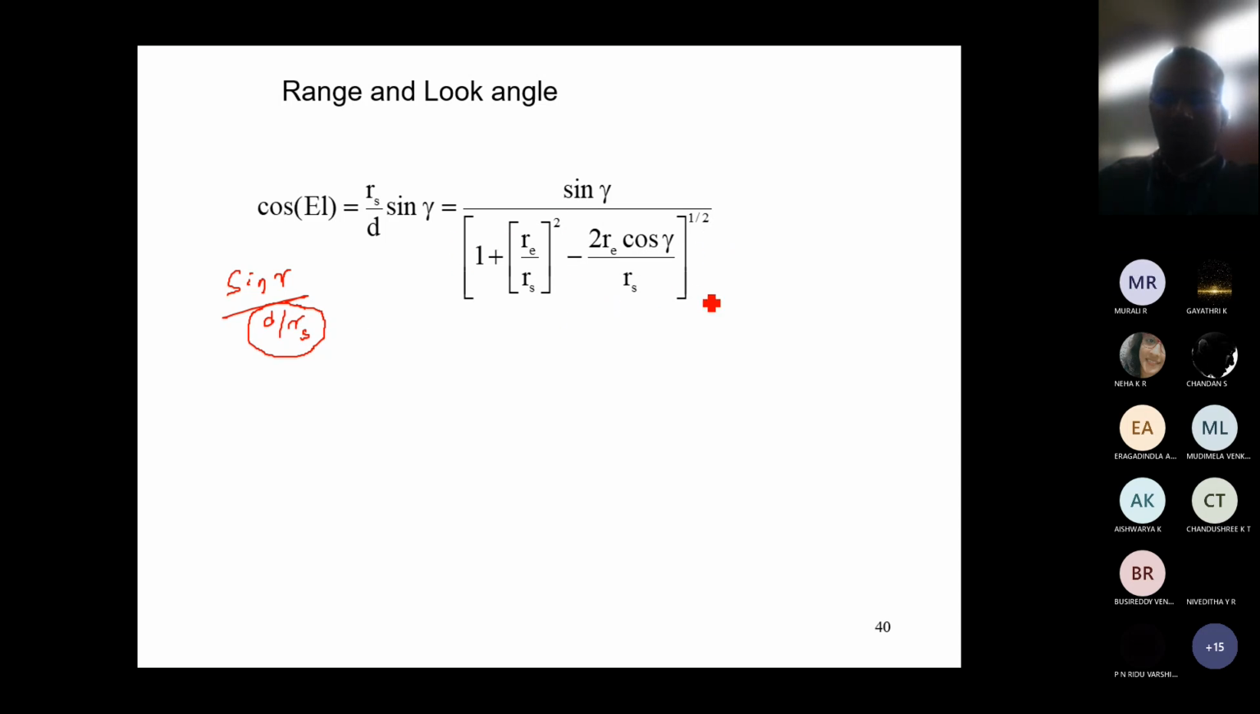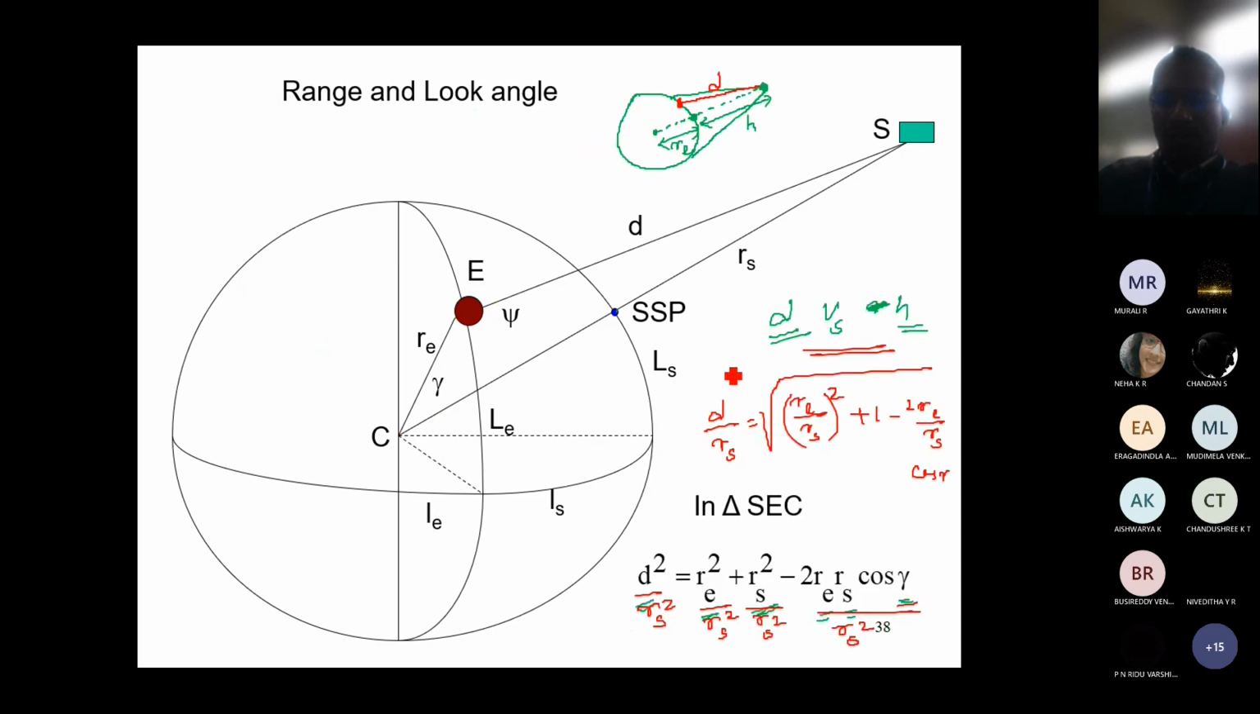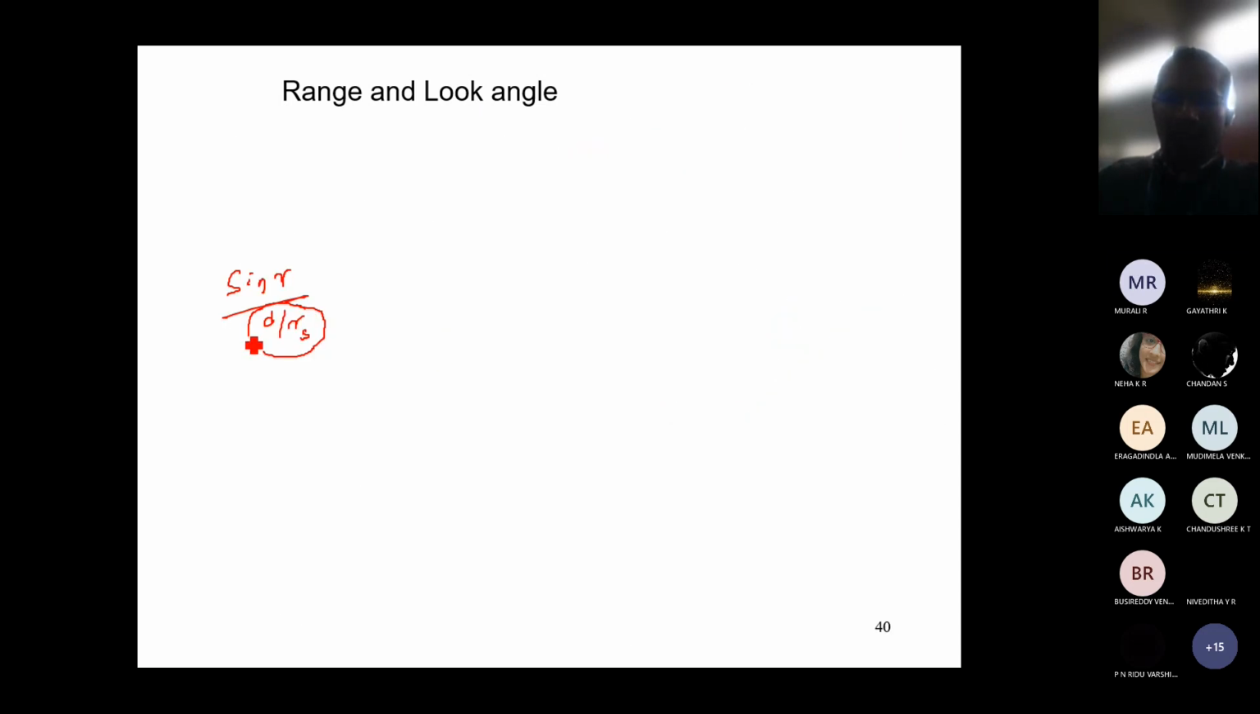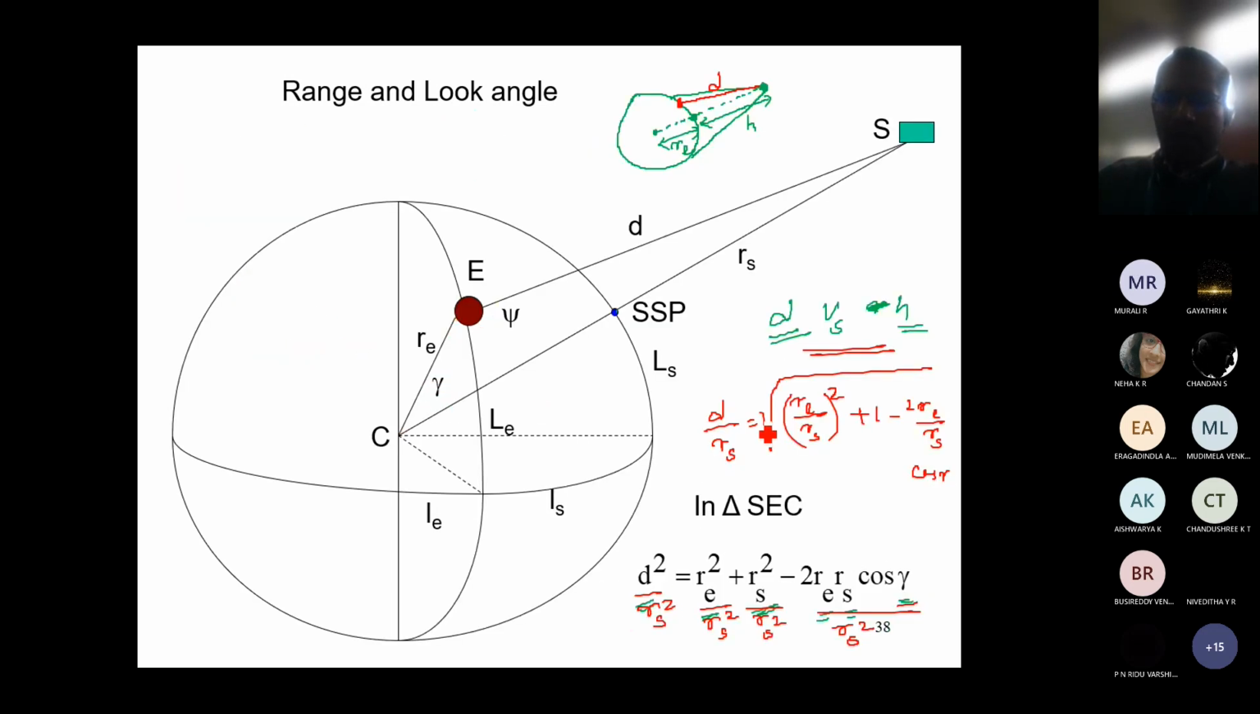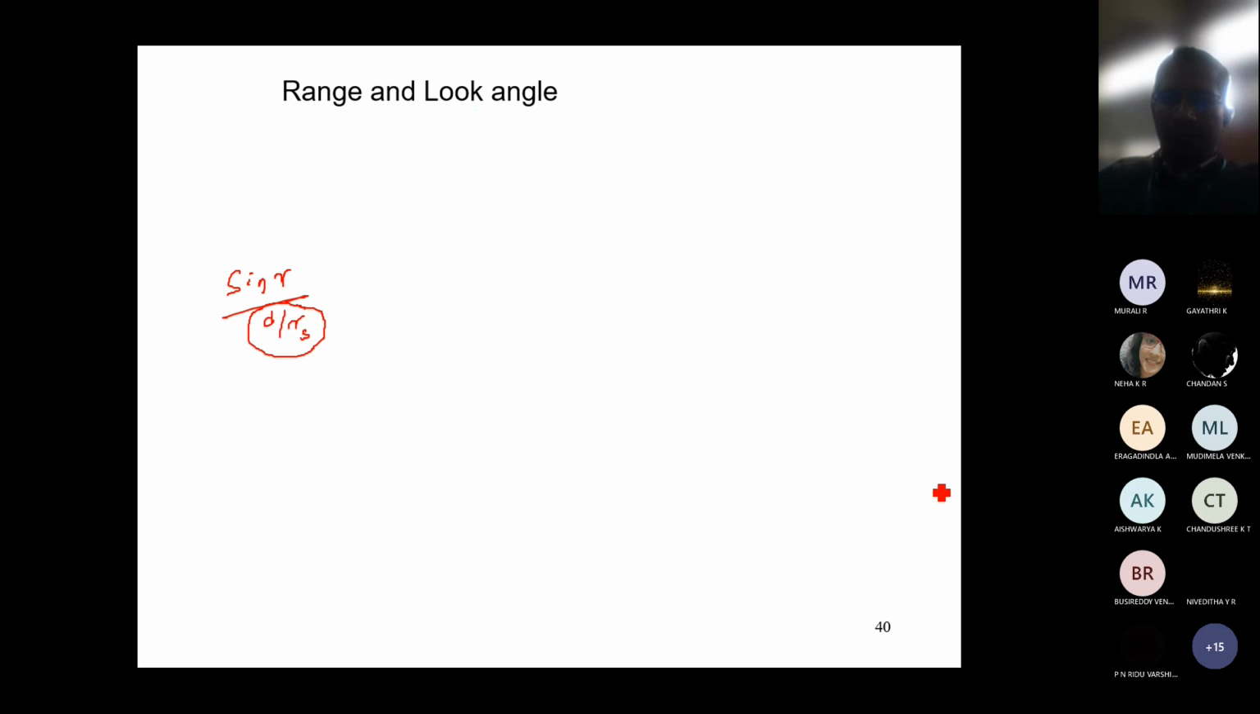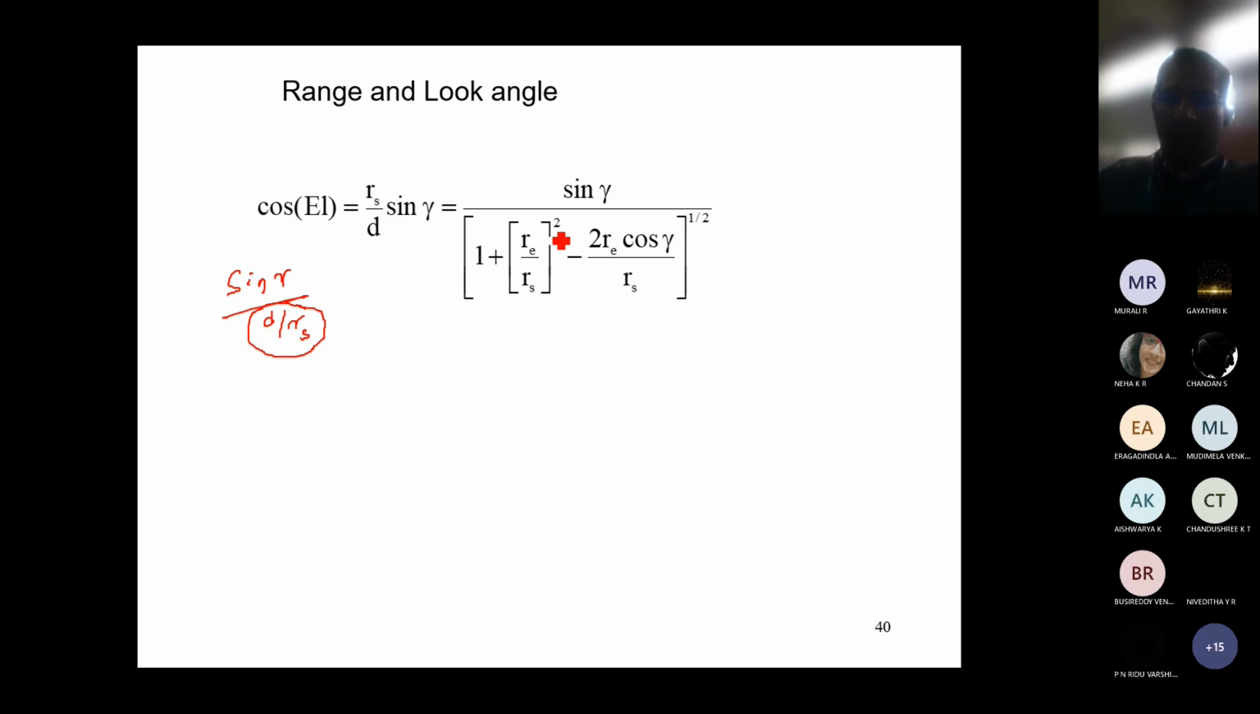Okay. So this is what again I am showing you. Just see d by Rs, because I want to replace this value d by Rs in the denominator. So I obtain d by Rs as 1 plus Re by Rs square minus 2 Re by Rs cos gamma, and square root of that, because 1 by 2 means square root. So this is the value of cos elevation I got.